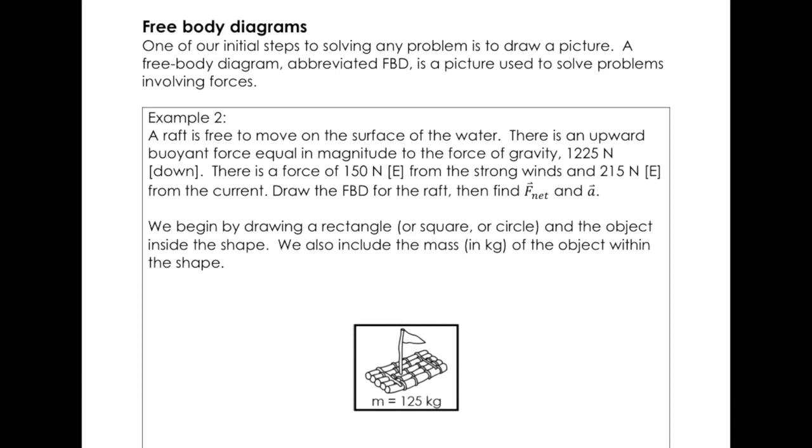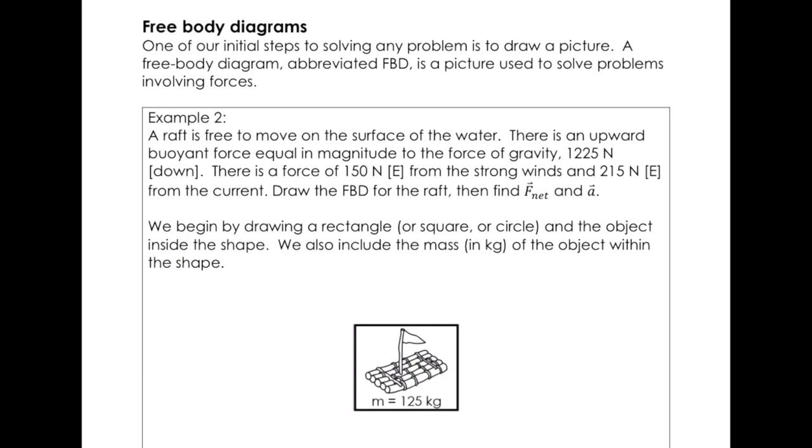But here we have a raft that is free to move on the surface of the water. There's an upward buoyant force equal to the magnitude of the force of gravity, which is 1,225 newtons down. There's a force of 150 newtons east from the strong winds and 250 newtons east from the current. Draw an FBD of the raft and then find the net force and acceleration.